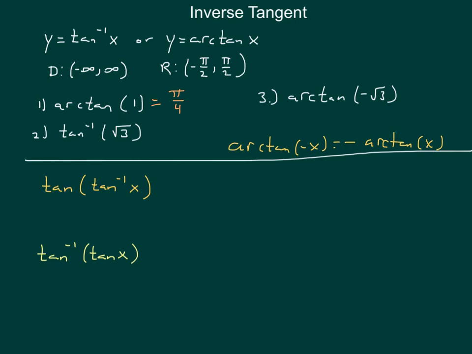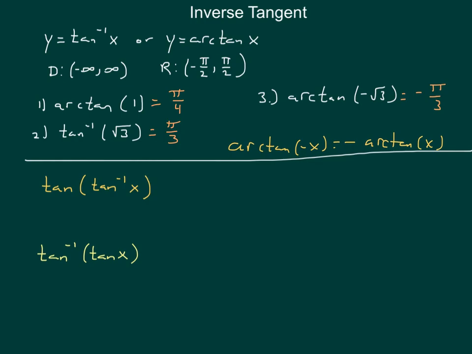Now, inverse tangent of square root 3 is going to come out to be pi/3. And so, using this property, the fact that tangent is an odd function, I know the inverse tangent of negative square root 3 is going to be the opposite of the inverse tangent of square root 3. And so in this case, number 3, the answer is -pi/3.